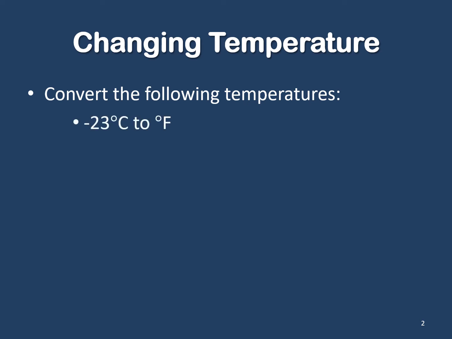So let's do some examples of this. If I want to go from negative 23 degrees Celsius to Fahrenheit, I just need to apply my equation from the previous slide. I know that my temperature in Celsius is equal to my temperature in Fahrenheit minus 32 times 5/9. Now, I have negative 23 degrees Celsius is equal to all that, Fahrenheit minus 32 times 5/9. So I need to multiply both sides by 9/5.